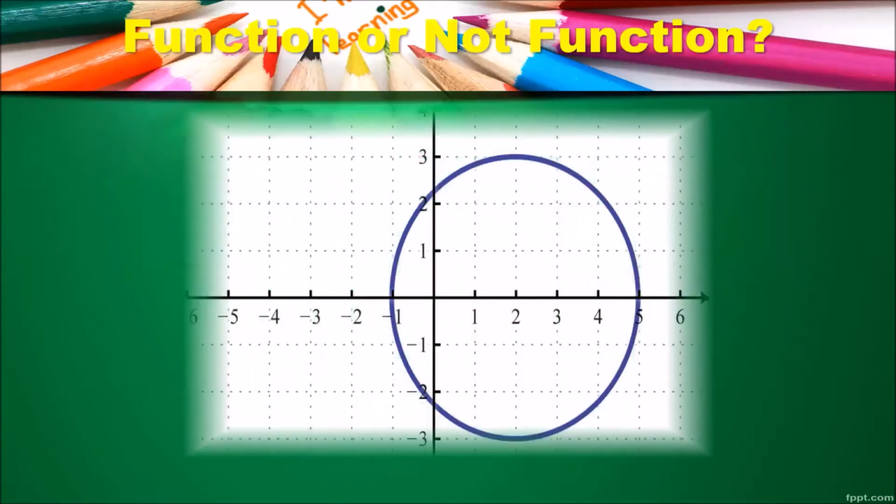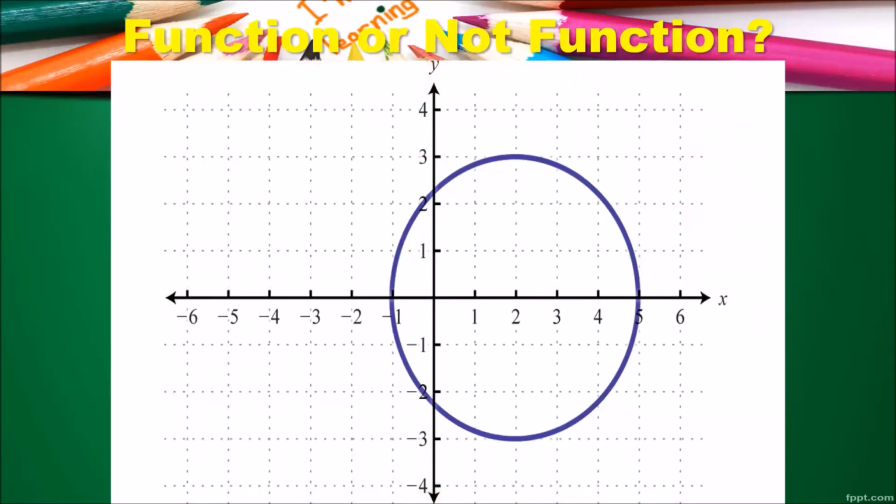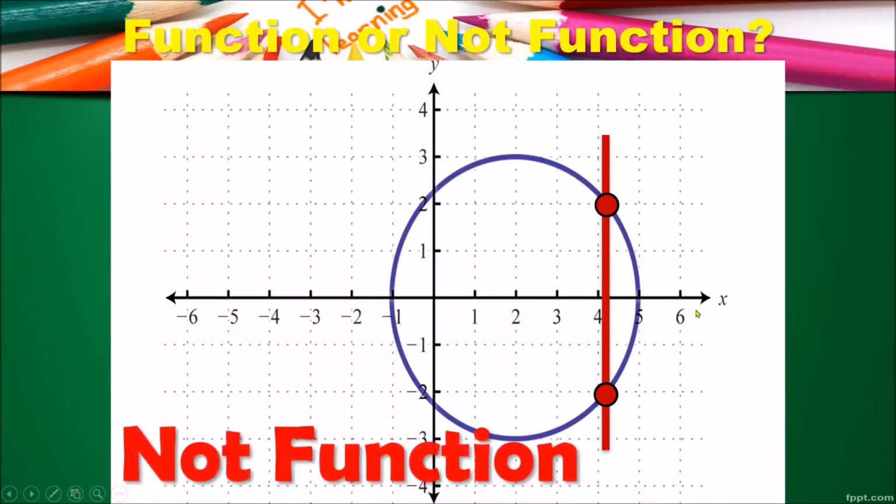Okay, next. Dito po. So, drawing tayong vertical line. Ayan, na-intersect natin yan ng dalawang beses. Ayan po, dalawa. So, yan ay not function. Kasi magkakaroon dyan ng magkaparehong x. Di ba? Okay po, next.